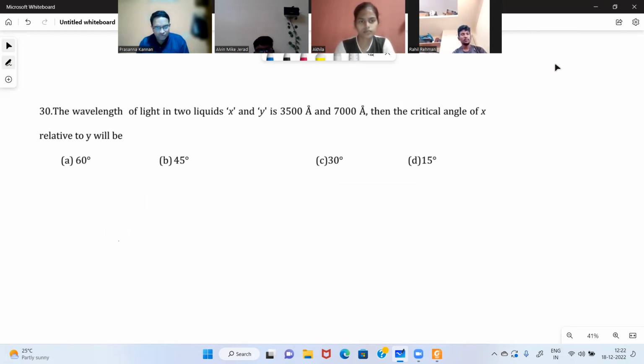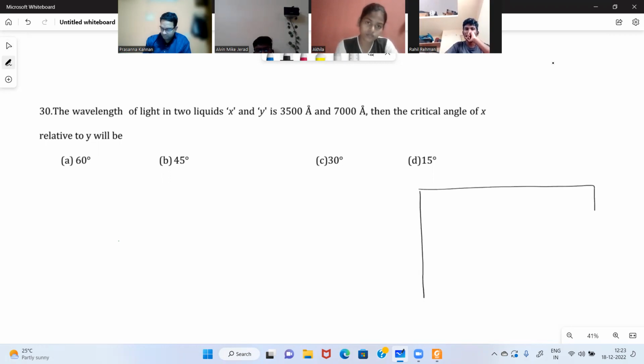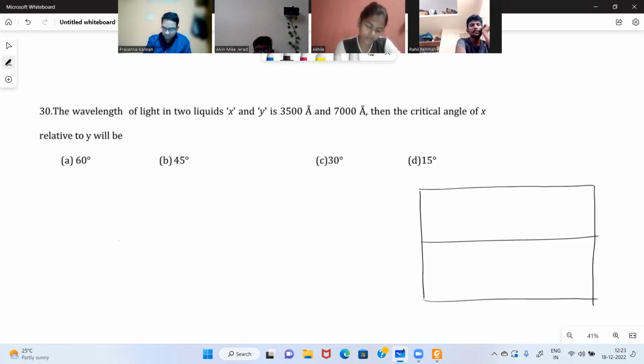The wavelength of light in two liquids is given as 3500 and 7000 angstrom. Then what will be the critical angle of X with respect to Y? Sir, 30 is correct. Can you explain how, Rahil?